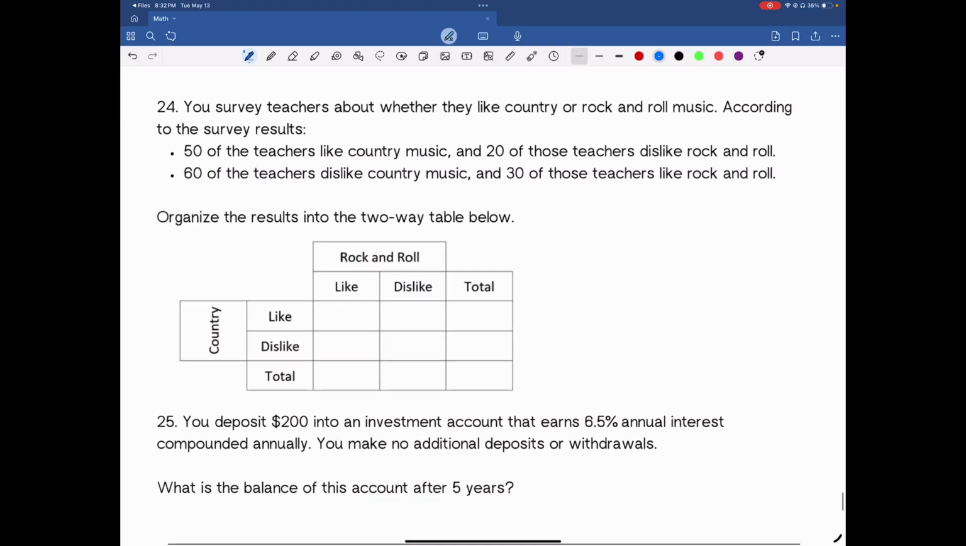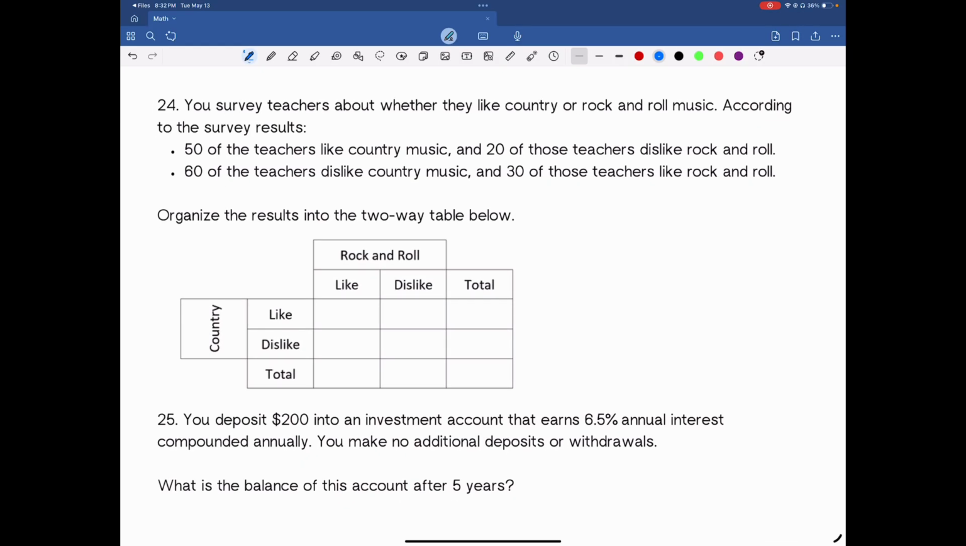All right. So something like this would be bivariate data because we're looking at rock and roll, country, what kind of music they like here. So here we go. We need to fill out the two-way table. We know 50 of the teachers like country music. So that's country music. The teachers that like it, we're going to put 50 here.